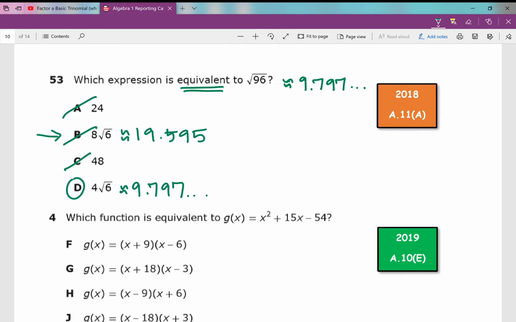So how I do this, if I want to simplify the square root of 96, the biggest perfect square that goes into 96 is 16. So the square root of 16 times the square root of 6. And then what is the square root of 16? It's 4. So 4 times the square root of 6 is 4 square roots of 6, or 4 root 6. So that's how I would do that.